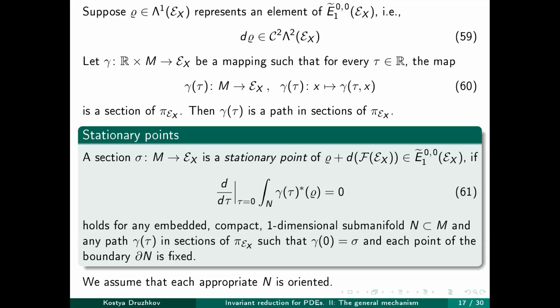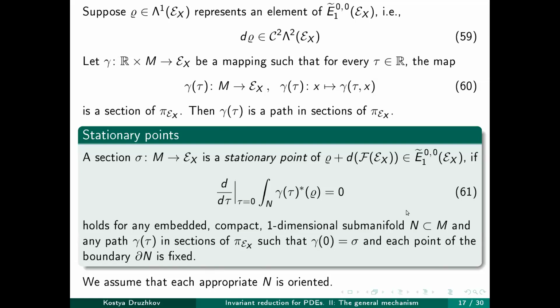So we can forget about intervals and describe everything in terms of circles, then the boundary is trivial. But we can also take segments and describe things in terms of segments, and then we require that the boundary must be fixed. This requirement becomes essential in this case. And of course, we assume that each appropriate n is oriented.